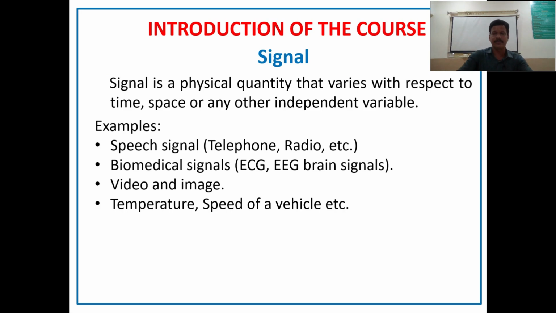Next, coming to the introduction of the course, why does a student have to learn the signals and systems subject? Before going to that, first we need to define 3 things here: what is a signal, what is a system, and what is signal processing. A signal is a physical quantity that varies with respect to any one of the independent variables. In the entire course, we consider time as the independent variable. Some of the examples are speech signal, biomedical signals, video and image, temperature, speed of vehicles, like that. N number of examples we can take.